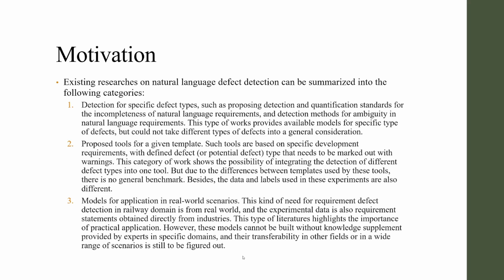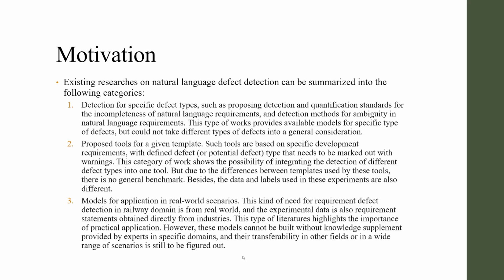Existing research on natural language defect detection can be summarized into the following categories. The first type is detection for specific defect types, such as proposing detection and quantification standards for the incompleteness of natural language requirements, and detection models for ambiguity in natural language requirements. This type of work provides available models for specific types of defects, but could not take different types of defects into general consideration.